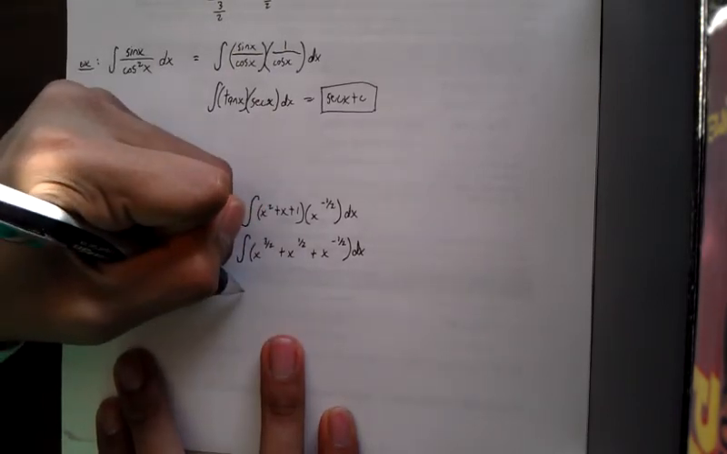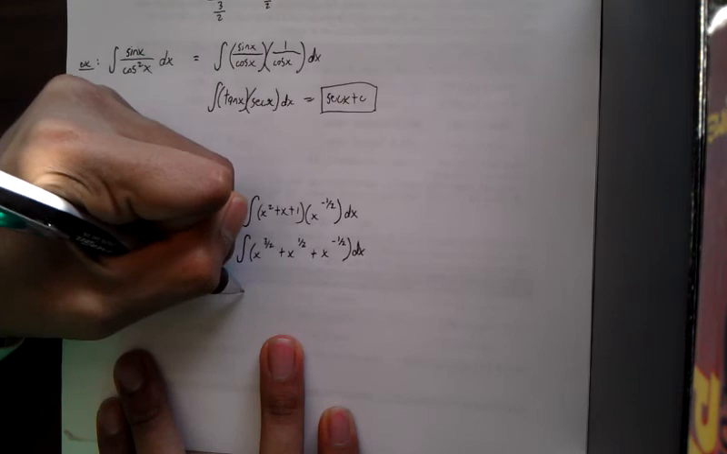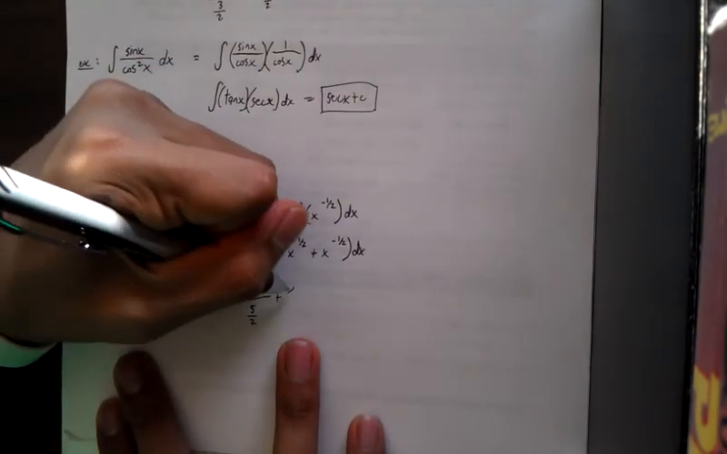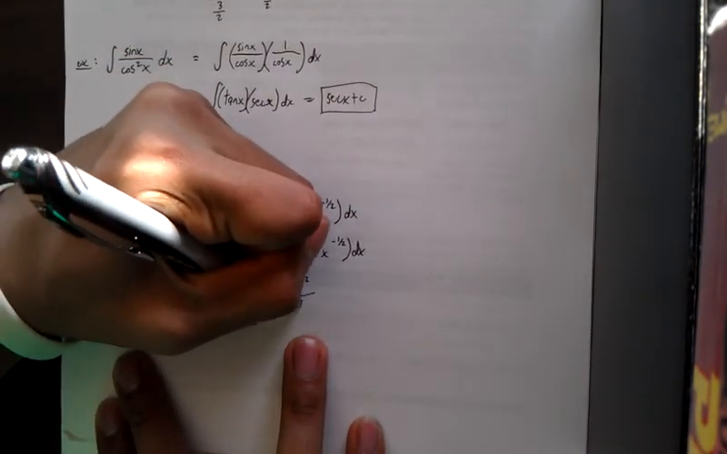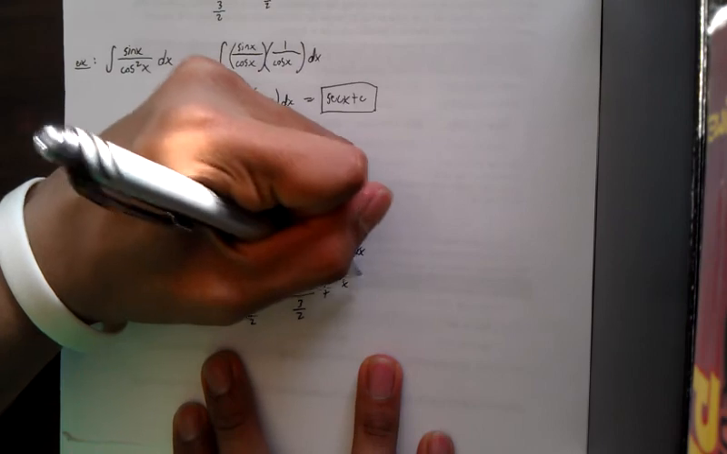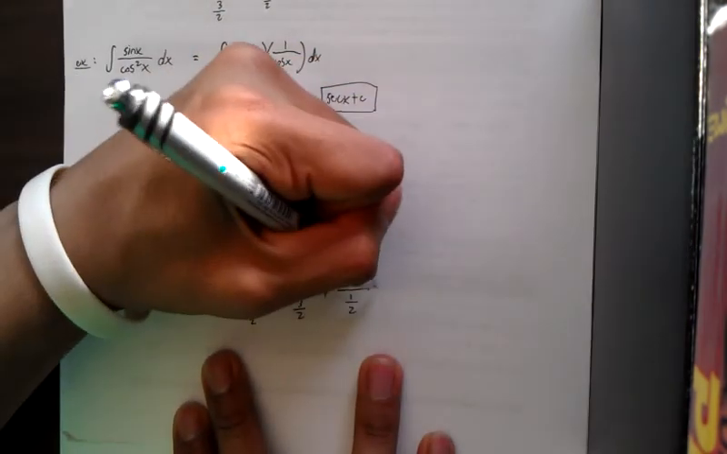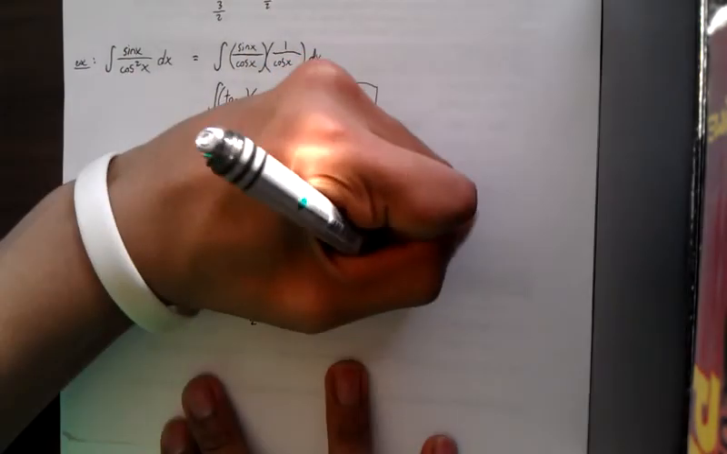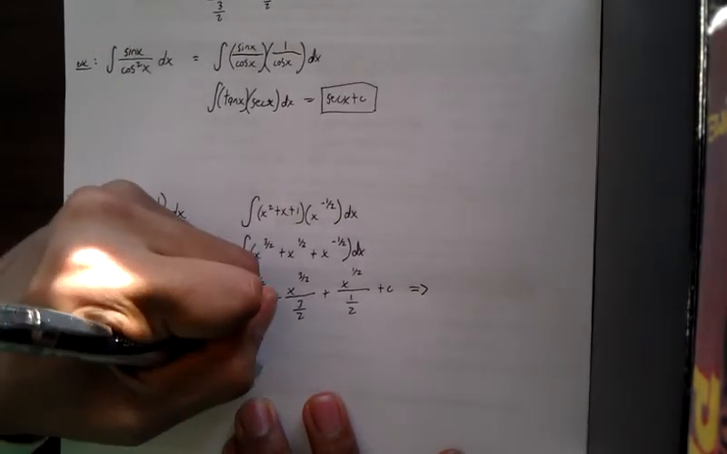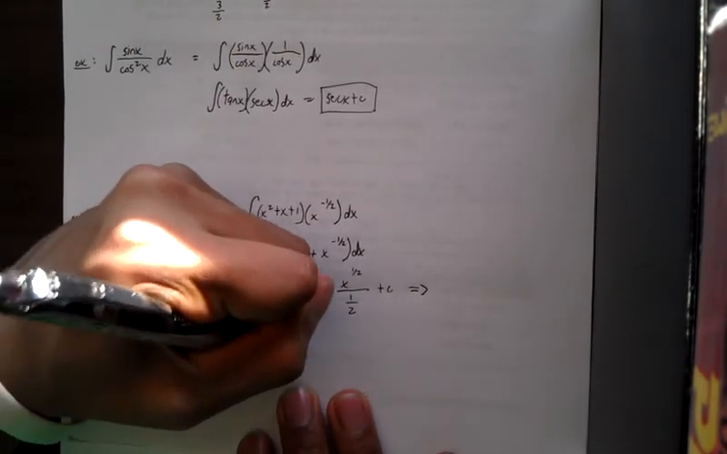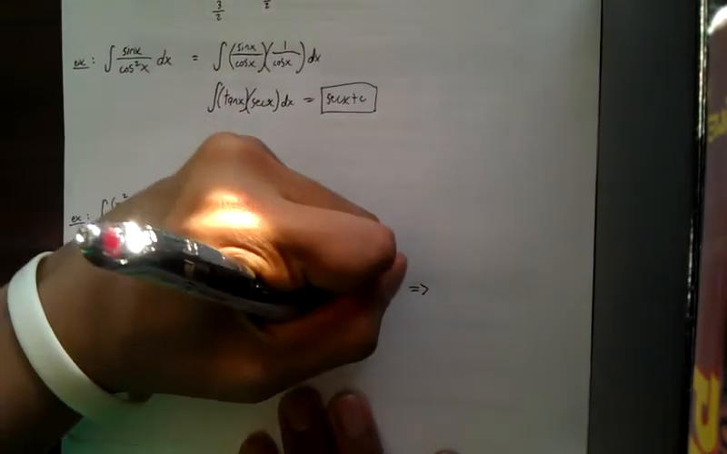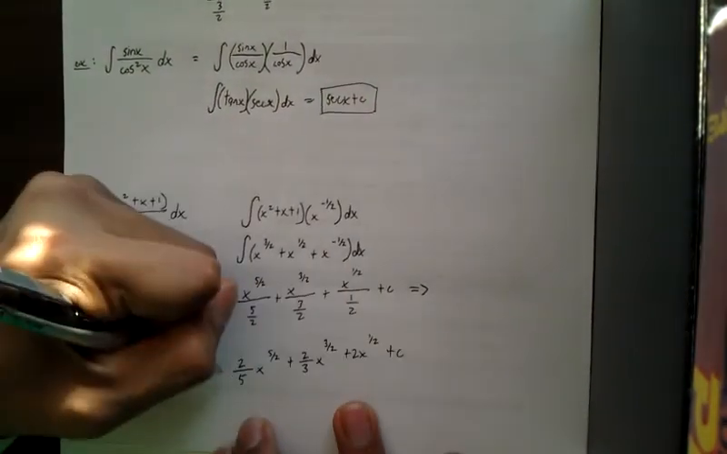Go ahead and integrate each piece, and you get x to the 5/2 divided by 5 over 2 plus x to the 3/2 divided by 3 over 2 plus x to the 1/2 over 1 over 2, and then plus c. Do some simplifying, and you get 2/5 x to the 5/2 plus 2/3 x to the 3/2 plus 2x to the 1/2 plus c.